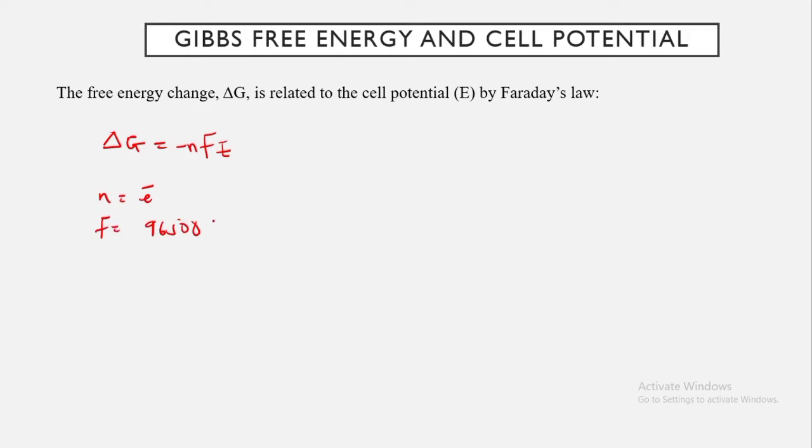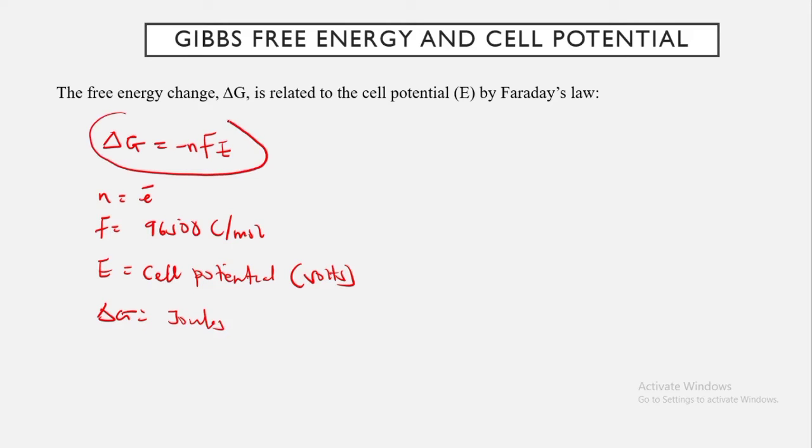96500 coulombs per mole. And the E naught, which is E, is the cell potential, and its unit is volts. Let's note that. And the change in Gibbs free energy, the unit is what? Joules. Let's note that. So the relationship between the cell potential and the Gibbs free energy is from this formula, that the change in Gibbs free energy is equal to negative nFE, whereby E represents the cell potential.